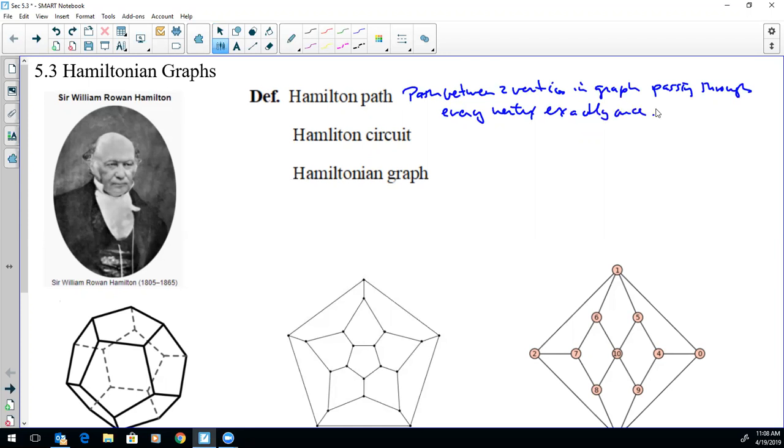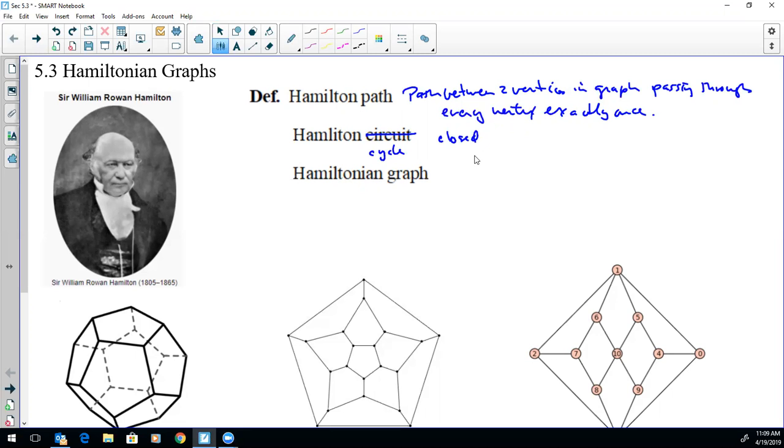So we had Euler paths in the previous video. An Euler path was one between two vertices that passed over every edge exactly once, but a Hamilton path has to go through every vertex exactly once. And next to Hamilton, we don't want circuit, we want cycle. If you go back and look, there's a difference between a circuit and a cycle. A Hamilton cycle is basically a closed Hamilton path. So it is a closed path passing through each vertex exactly once.